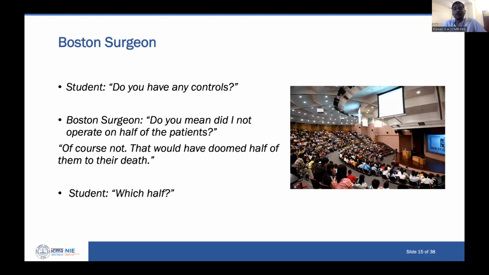He said, "Do you mean that I did not operate on half of my patients? Of course not. They would have been doomed to their death if I did not operate on them." The student then silently asked, "Which half?" So what the student is trying to say is, if you don't have controls or if you don't have a comparison group, you cannot tell whether the treatment worked or not, or whether the exposure is actually associated with the outcome or not. So this is a good place to start our other two study designs, where we talk about comparison groups, and in general they are called analytic study designs.